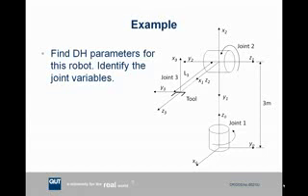For reference frame 2, we note that Z2 and Z1 once again share the same plane. They intersect. So the direction of X2 has to be perpendicular to both Z1 and Z2. So we have X2 pointing directly upwards, and then using the right-hand rule, we can work out that Y2 has to be pointing to the left.